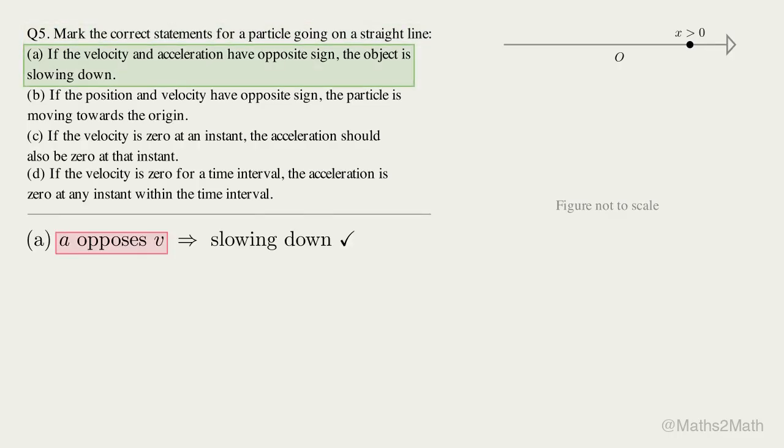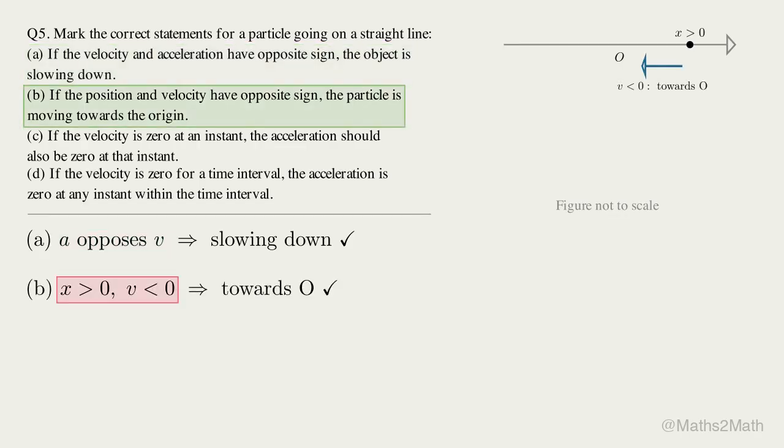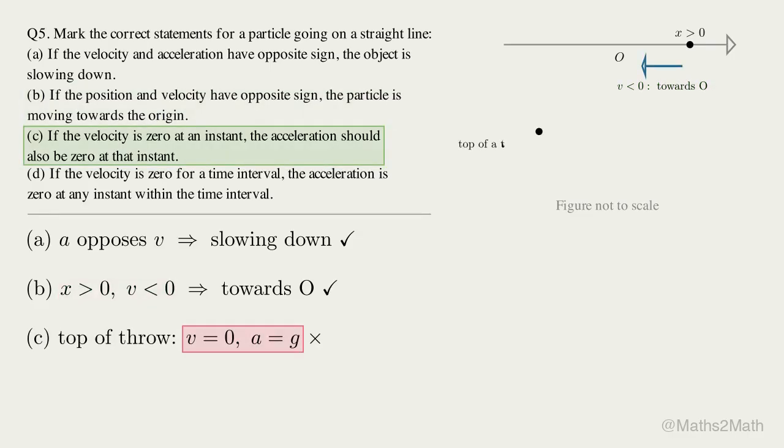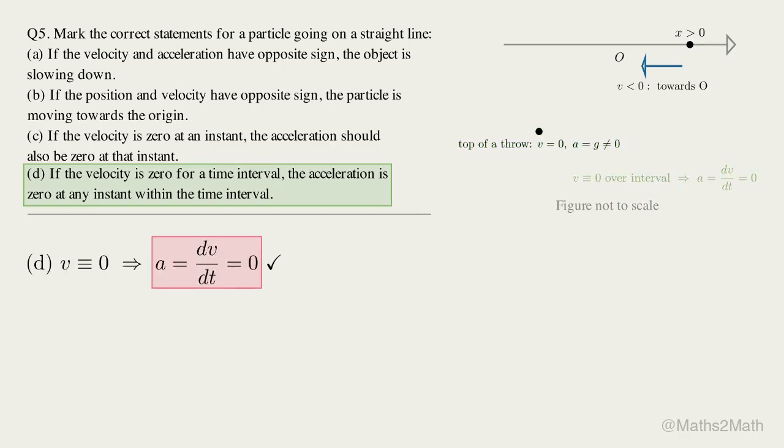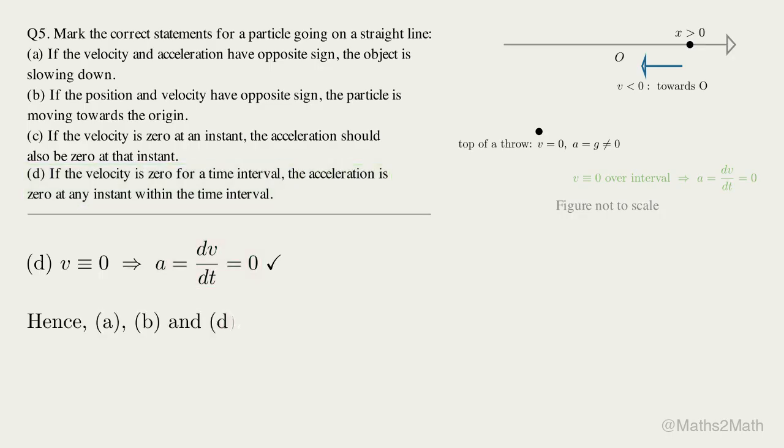Opposite signs of v and a mean the acceleration opposes the motion, so the speed decreases. Option A is correct. If x is positive and v negative, the particle moves in the negative direction, towards the origin. The mirrored case also points at O. Option B is correct. A ball at the top of a vertical throw has velocity 0 for one instant, while its acceleration is g, not 0. Option C is wrong. But if v stays 0 through a whole interval, its derivative inside that interval is 0 too. The acceleration vanishes there. Option D is correct. Hence, options A, B, and D are correct.